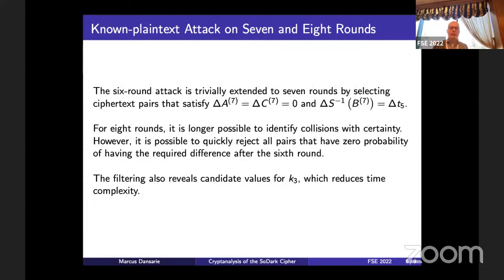This can be trivially extended to 7 rounds by selecting ciphertext pairs with a different difference than the collision in the 6-round version. This is no longer possible in the 8-round version. However, we can identify pairs that have a probability of having this collision, and more importantly, we can reject pairs that have a 0 probability of having this collision. And in doing this filtering, we also gain information about one of the key bytes, which turns out to actually reduce the time complexity compared to the attacks on 6 and 7 rounds.